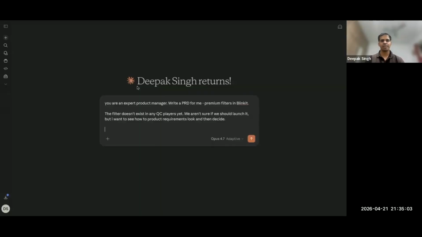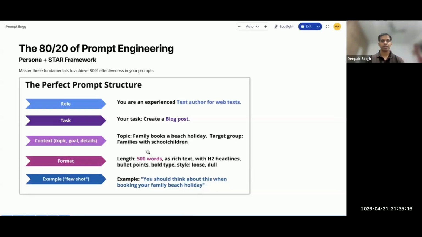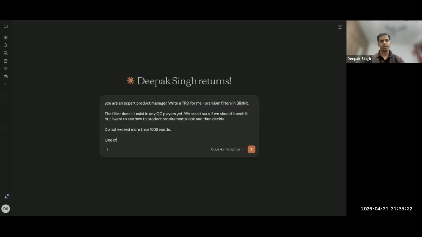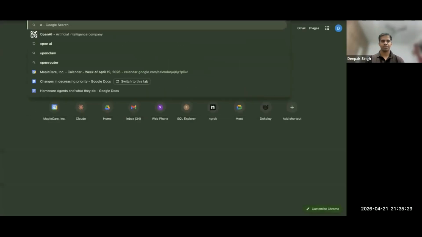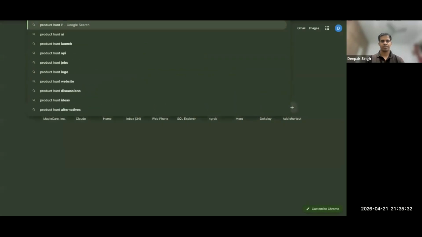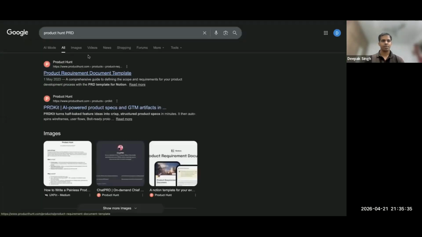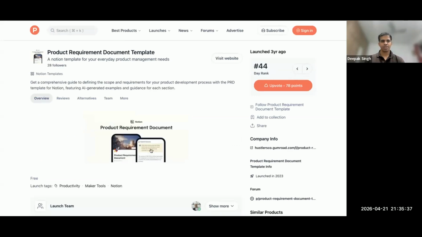You talk about the format and then do not exceed, because it's exploratory, you'd want to contain it, right? More than 1,000 words. So this is some limitations or format that you're giving. And you can also say one of the PRDs that you can refer to is product and PRD.